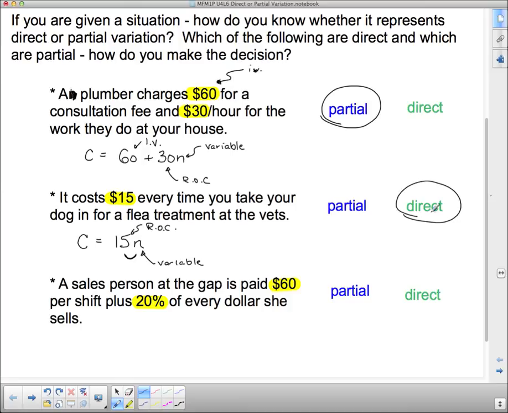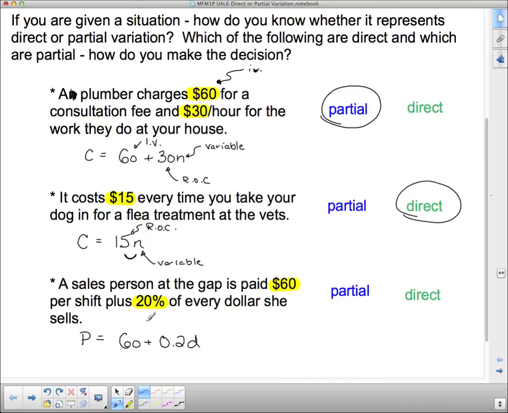it's direct. Now the last one, a salesperson at the Gap is paid $60 per shift plus 20% of every dollar she earns. So let's use D for dollar she earns. So every dollar she earns, she gets 20% of, which means 20 cents on the dollar. And what is that? We'll let it be P for pay.